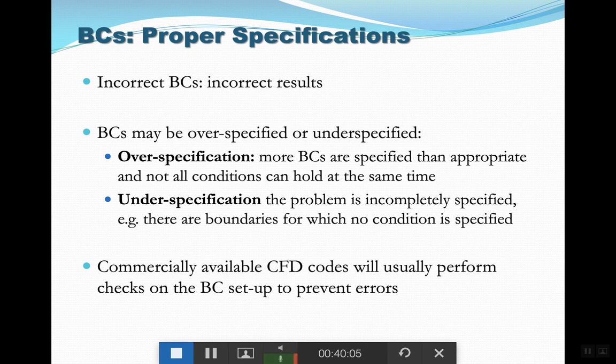Now the way software deals with under-specification is quite different. In under-specification, it doesn't give you any error, but what it does is look at the neighboring boundaries, and through its automation it guesses the best type of boundary for that single surface. So for example, if you have forgotten to provide a boundary condition for a surface and its surroundings are all wall types, this one will automatically be assigned as wall.